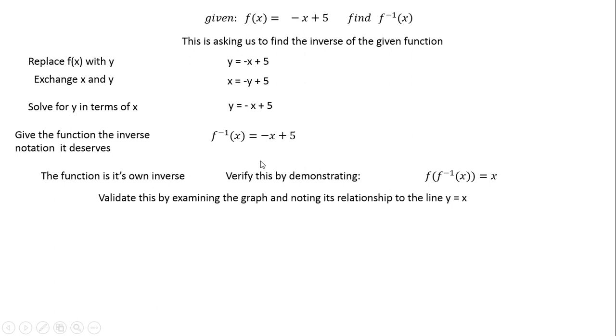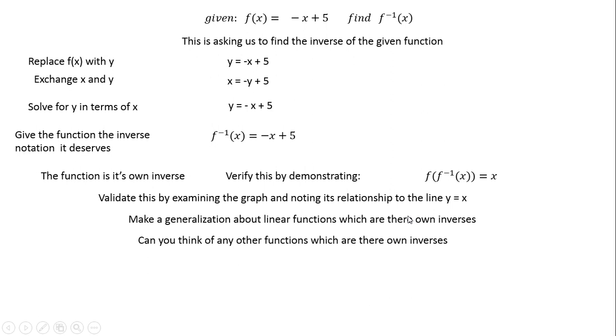And therefore, no surprise, when you reflect this line across the line y equals x, it comes right back on itself. So you might say, is there a generalization that can be made regarding linear functions which are their own inverses? Yeah. Any linear function which is perpendicular to the line y equals x will be its own inverse. Can you think of any other functions which are their own inverses? Well, f of x equaling 1 over x is its own inverse.